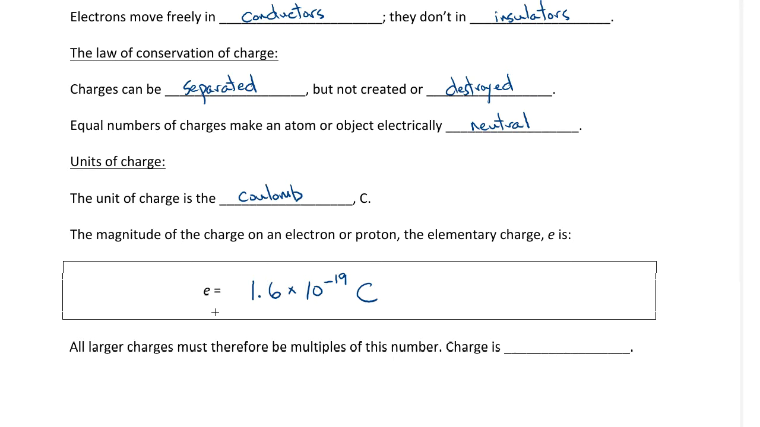So again, because charge comes from protons and electrons, and one proton or one electron has this magnitude of charge, positive for a proton, negative for an electron, this is the smallest amount of charge you can have. We call this the elementary charge. All larger charges, therefore, have got to be integer multiples of this number. In other words, we say that charge is quantized. You can't have in between this amount of charge. You can't have things that are not integer multiples of this. But again, this is a very small amount of charge. It's the amount of charge on an electron or a proton.